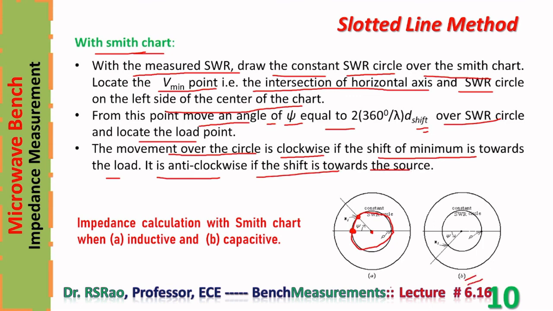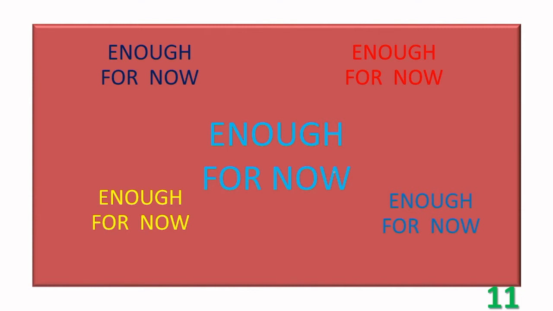In B is depicted the situation when the shift is towards the source. Notice the Smith chart gives the normalized load impedance. To get the load impedance, we have to multiply it with the characteristic impedance of the line or slotted section. These are some of the things which I can share with you for right now. To recap, a method by which impedance is determined with the help of the bench is given and described. Theoretical aspects as well as experimental procedures are described and discussed in detail.